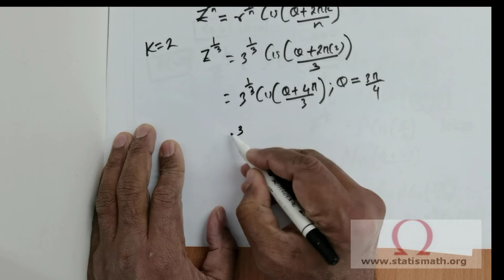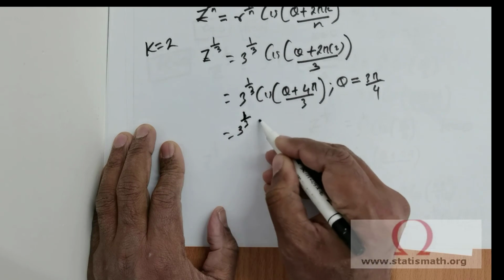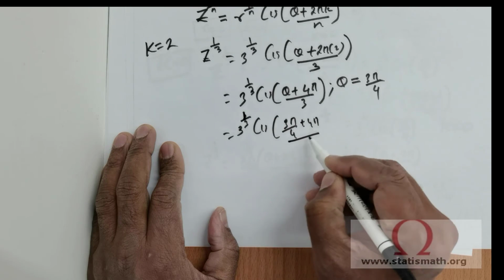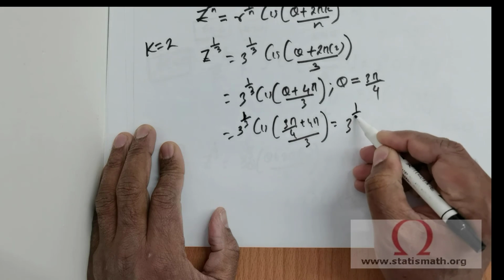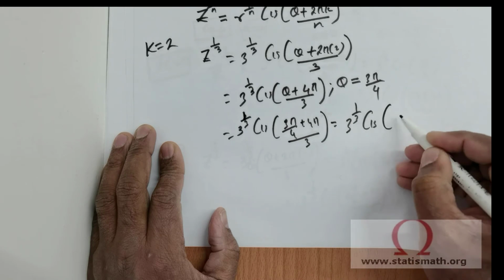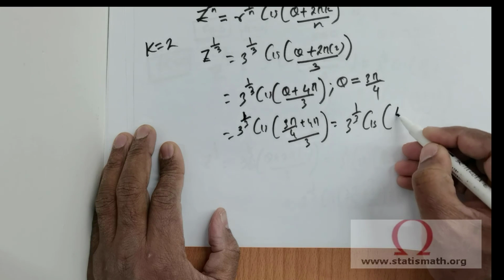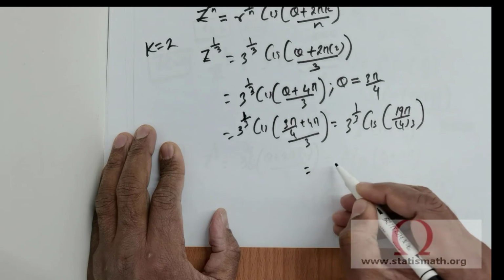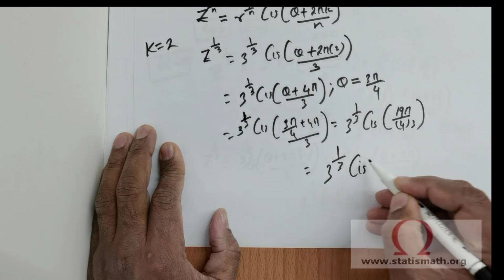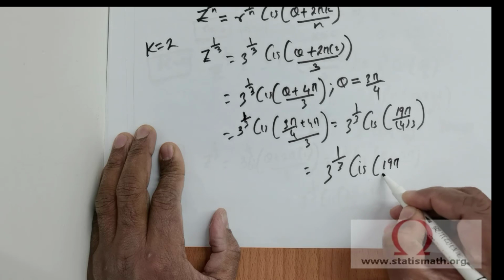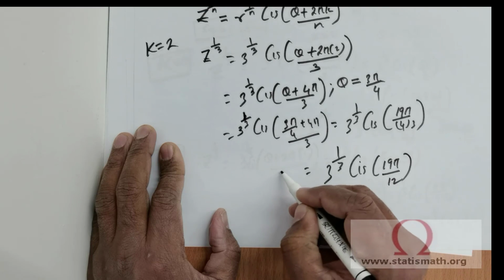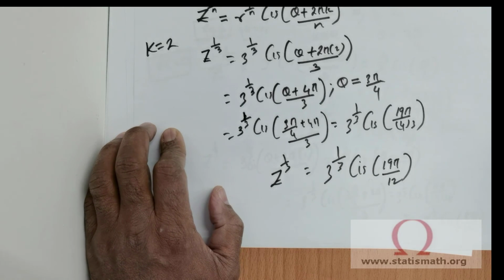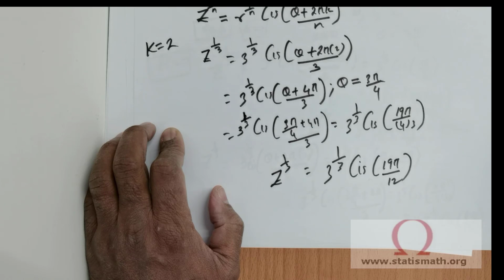Now we are substituting theta is equal to 3 pi divided by 4. So that is going to be giving us 3 raised to the power 1 over 3 cis of 3 pi over 4 positive 4 pi divided by 3, which is equal to 3 raised to the power 1 over 3 cis of 16 plus 3 will give you 19 pi divided by 4. We need to multiply by 3, and that's going to be 3 raised to the power 1 over 3 cis of 19 pi divided by 12. This is z raised to the power 1 over 3. Okay, so I have got all the three roots.